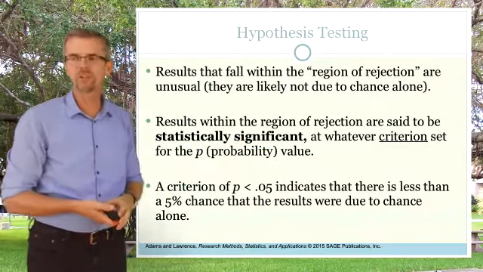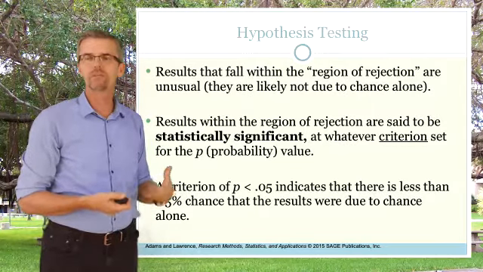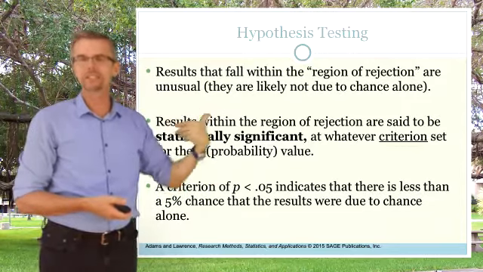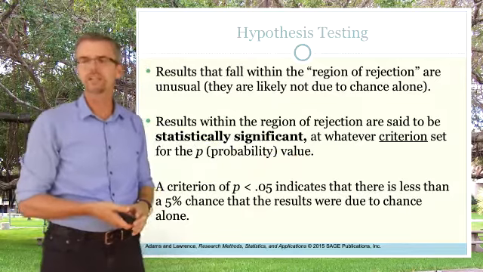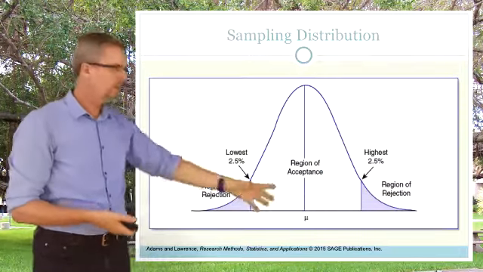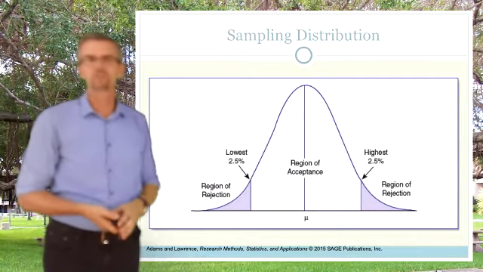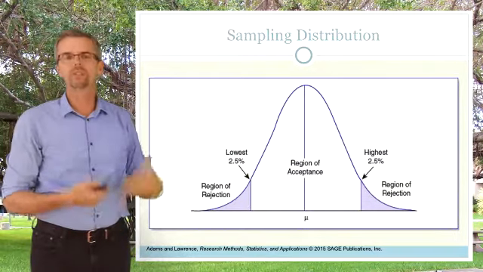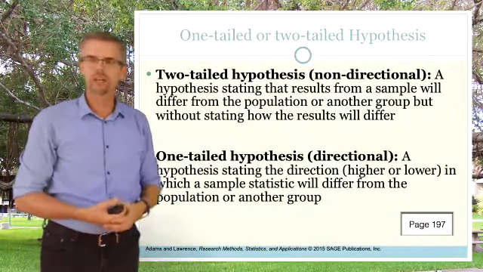Results within the region of rejection are said to be statistically significant at whatever criterion is set for the p, the probability value. A criterion of probability less than 0.05, which is your 95% certainty, indicates that there is less than a 5% chance that the results were due to chance alone. So if you end up in that region of rejection, based on good theory and good research design, then you have statistically significant results.